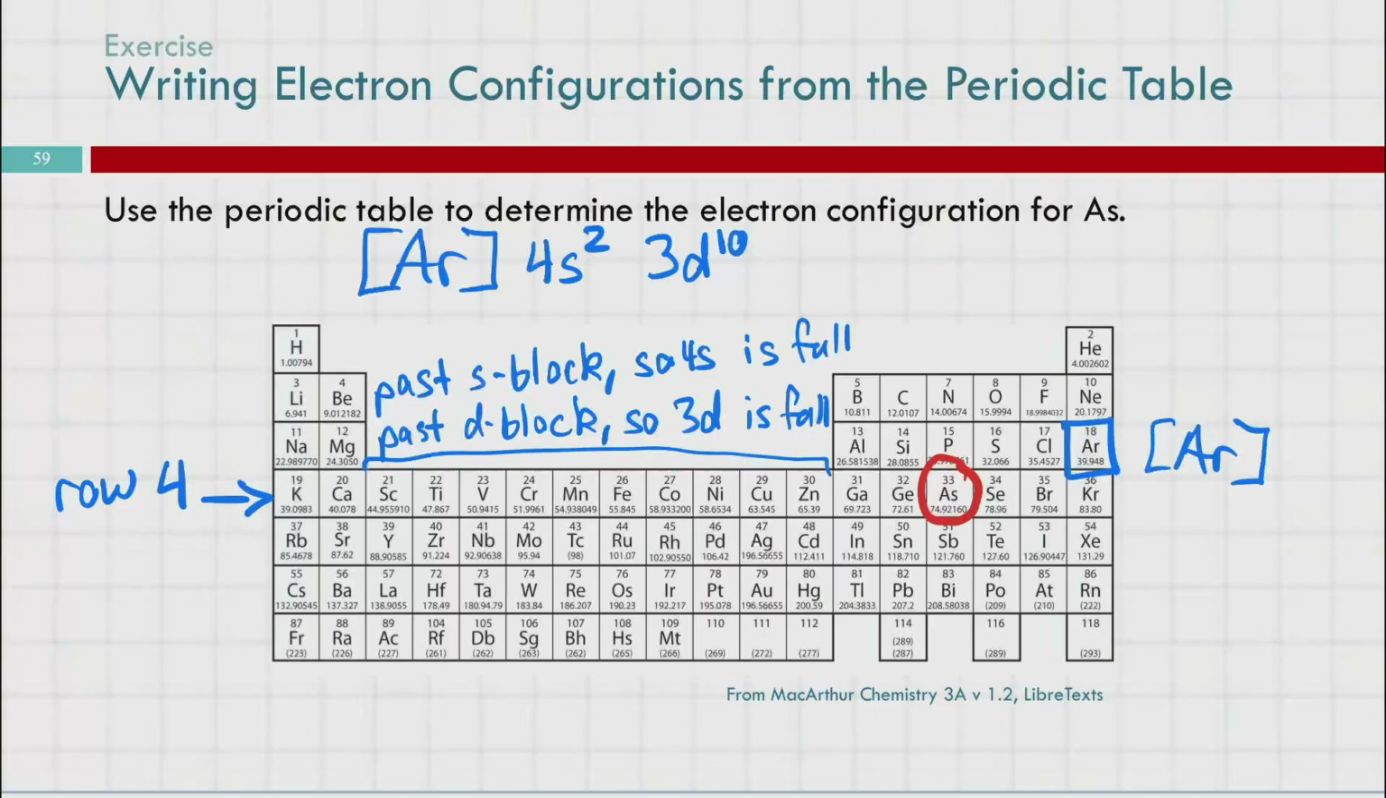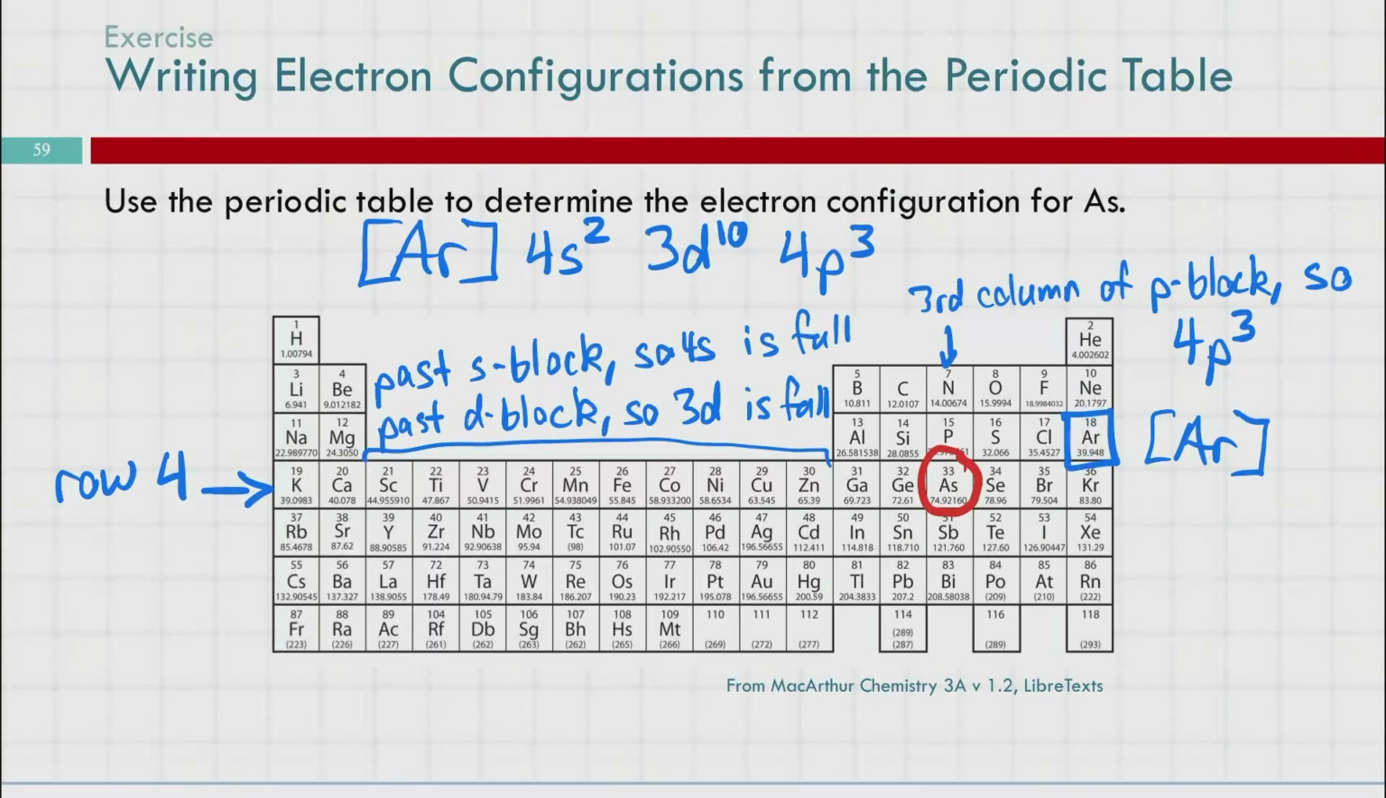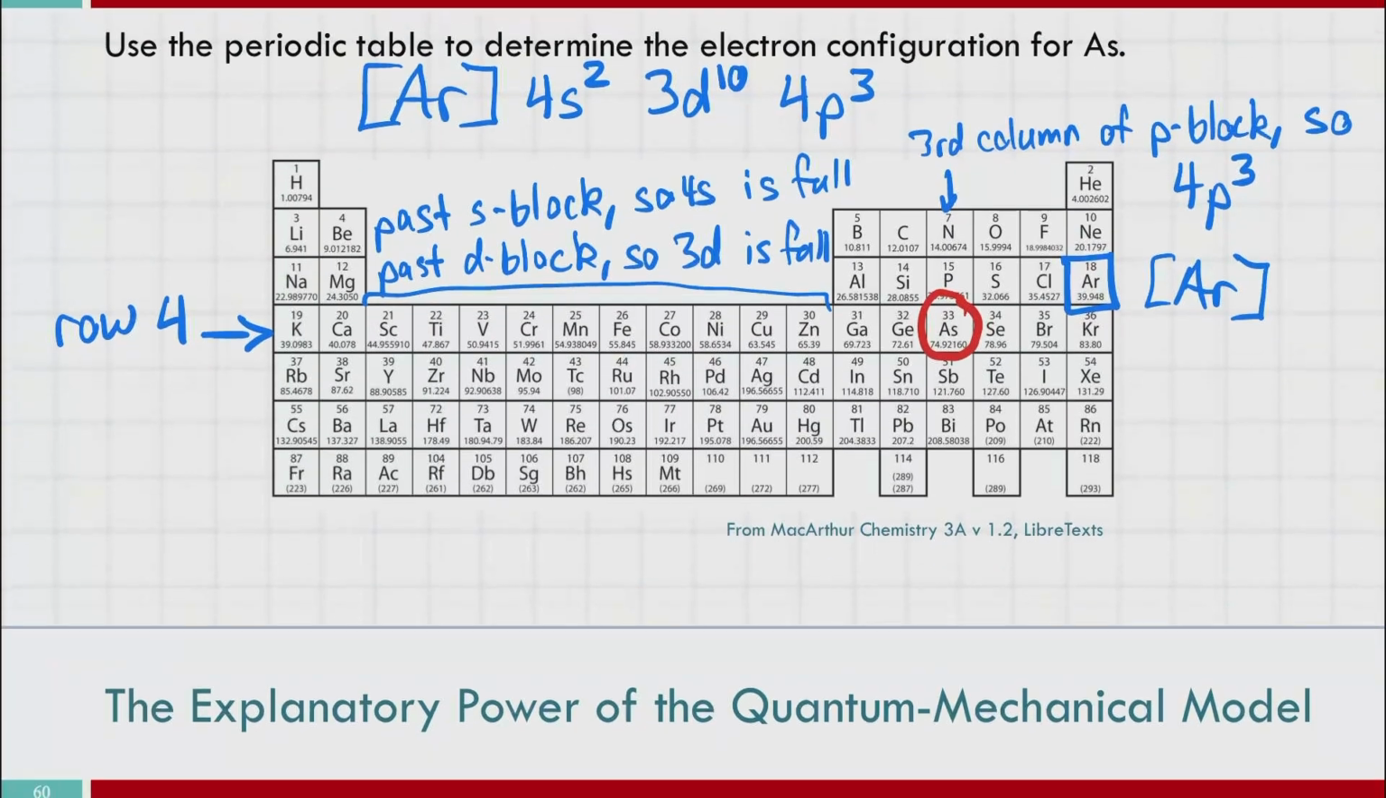That means we've got 3D10. And we are in the third column, or the third spot in the P block. So that means we are in row 4P3. So that's how we might do it for arsenic and other elements.